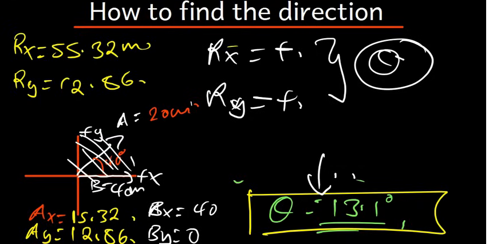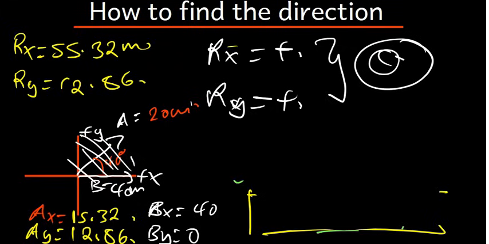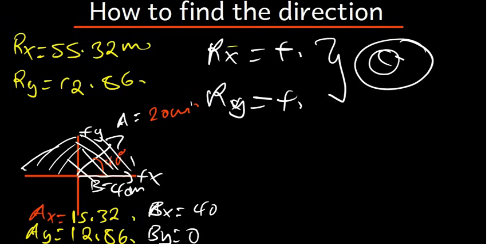Okay, very important. Let's say that the rx was negative. If the rx was negative, meaning the y is positive, the angle is supposed to fall in this quadrant. And then you say 180 minus the theta, that will be the final answer.